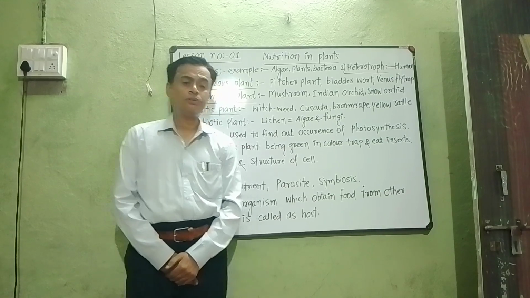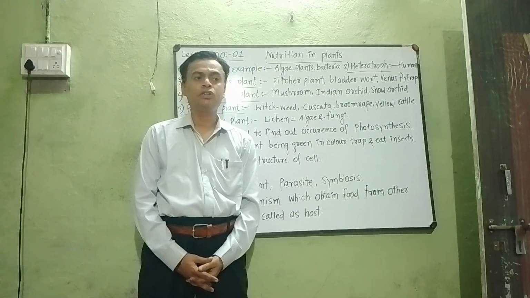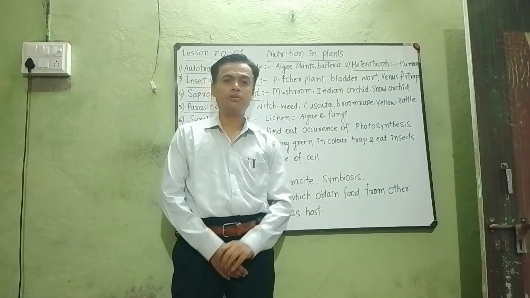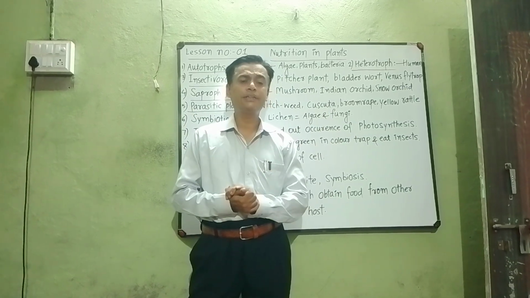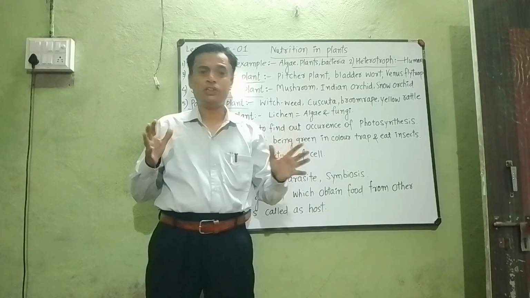Now, what are heterotroph? Heterotrophs are those organisms which are dependent for the purpose of food on autotroph. Means heterotrophs are those organisms which cannot synthesize their own food. Example is human. Now the name of the chapter is Nutrition in Plants.